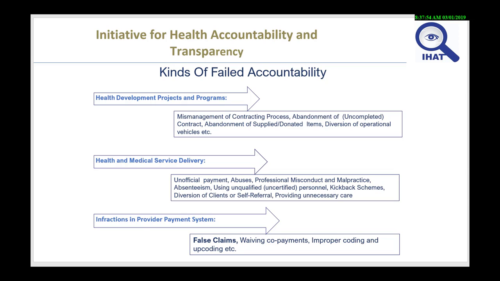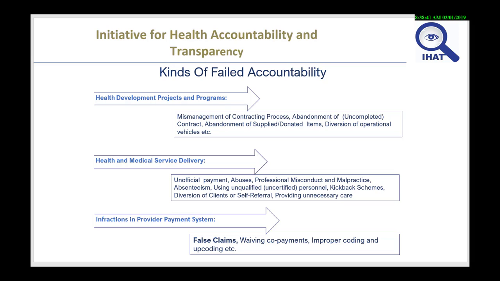Now, the kinds of failed accountability, we can group them into three classes or categories. The first has to do with health development projects and programs. And many examples are in the area of mismanagement of contracting process. In many contract processes, there are infractions. The other aspect has to do with abandonment of uncompleted contract. You see uncompleted facilities, they are everywhere. It also has to do with abandonment of supplies and donated items. It's not unusual to go to CPOS or even stores and you see supplies and donated items that are not being used.